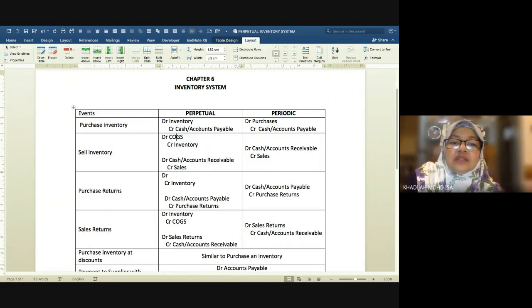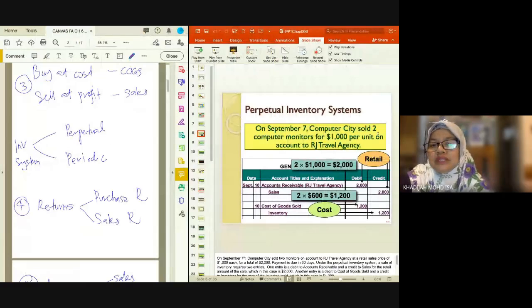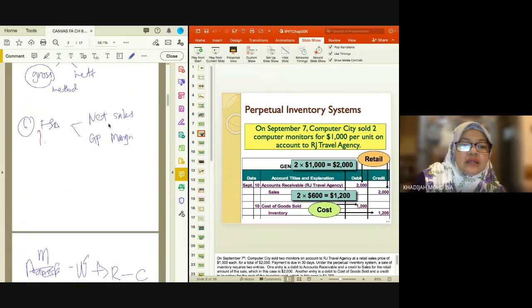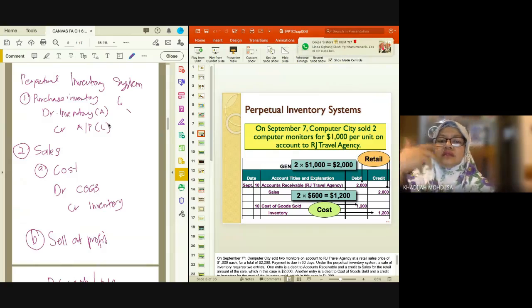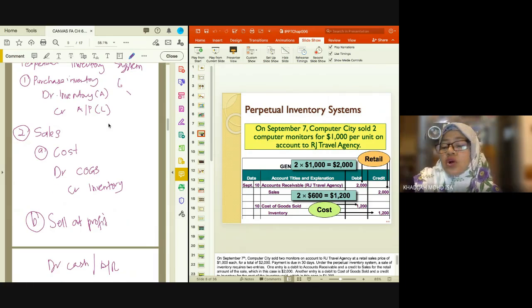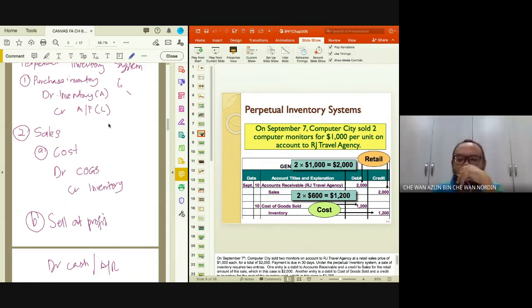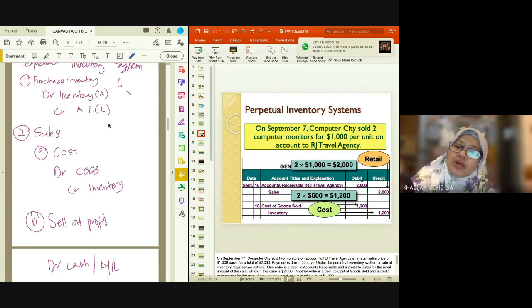Okay, the next example is that the company sold two computer monitors for 1,000 per unit on account. So when you make sales in the perpetual system, there must be two entries. Two entries here means that number one is to record the cost of the goods. How much was the cost of the monitor just now? 600 per unit, yes. So you have to record the cost.